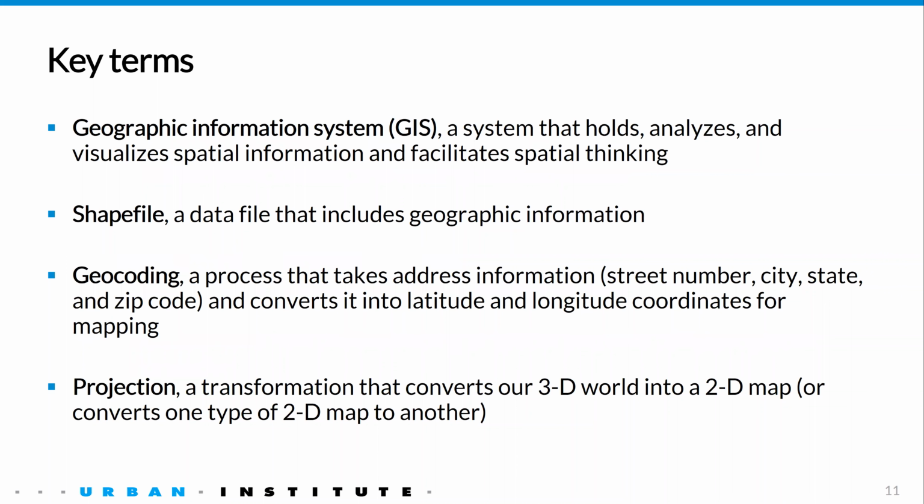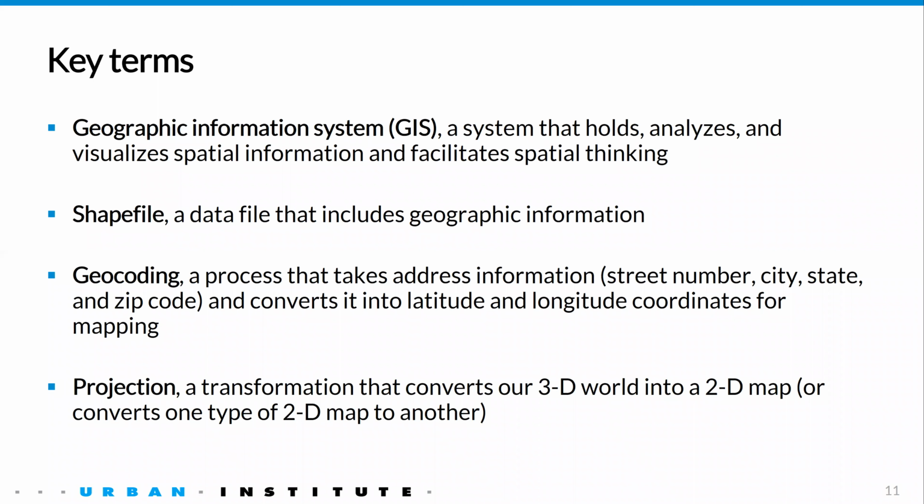I'd like to start out with some key terms to provide us with common vocabulary on mapping. A Geographic Information System, or GIS, is a system that holds, analyzes, and visualizes spatial information and facilitates spatial thinking. A shapefile is a data file that includes geographic information in points, lines, or polygons. Geocoding is a process that takes address information, for example, street number, city, state, and zip code, and converts it into latitude and longitude coordinates for mapping.